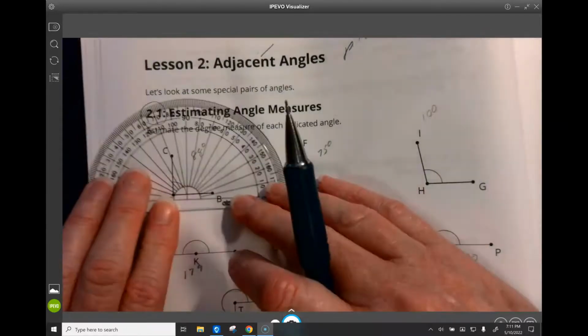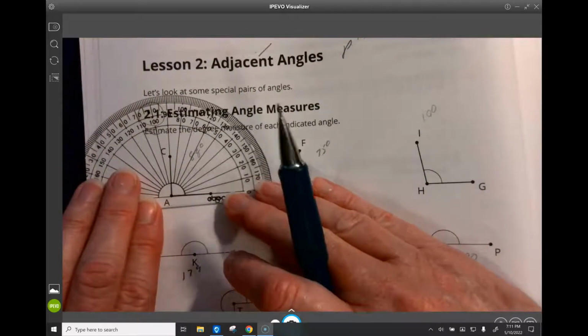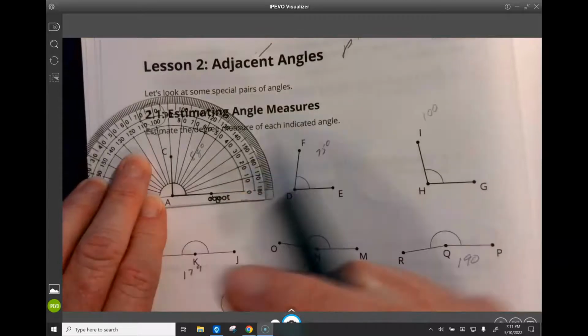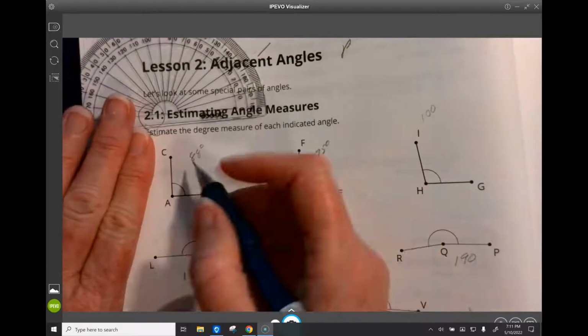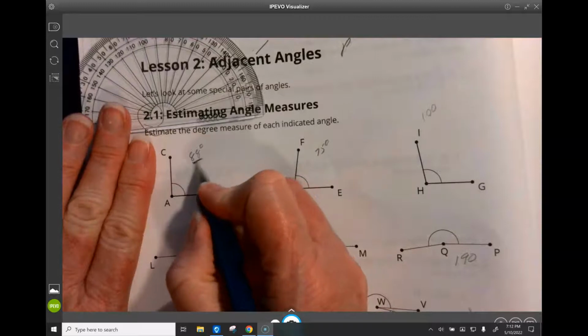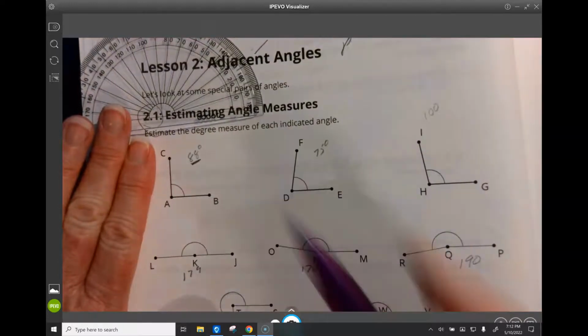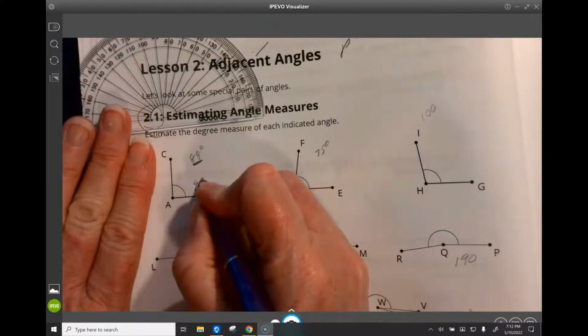And hopefully you already guessed some of your numbers too. So, oh, wait a second. That one's dead on. Okay? That one is dead on. So that is 90 degrees. This was my guess. And when we measured it, we found out that was actually 90 degrees.